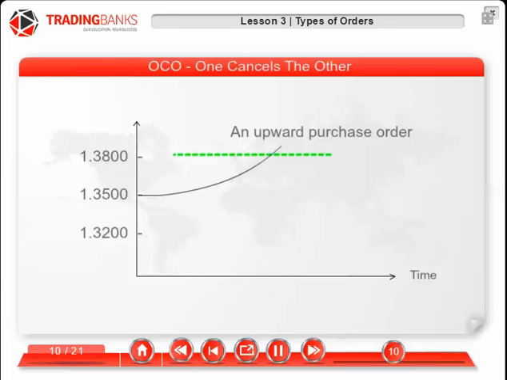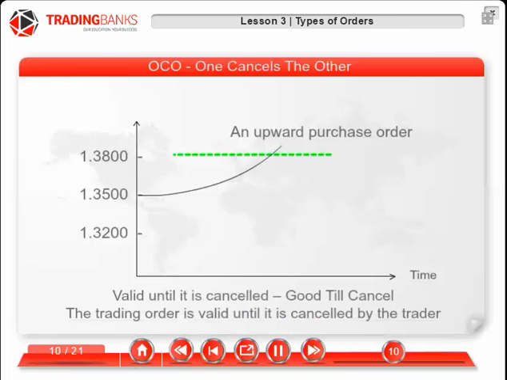The two orders are valid until they are canceled in one of the following scenarios. Good till cancel. The trade order is valid until it is canceled by the trader, who executes the cancellation through an order on an internet trading program or through a telephone conversation with their broker.